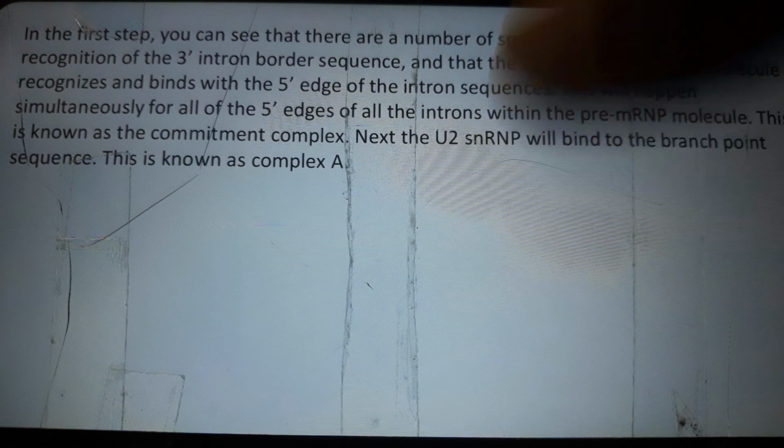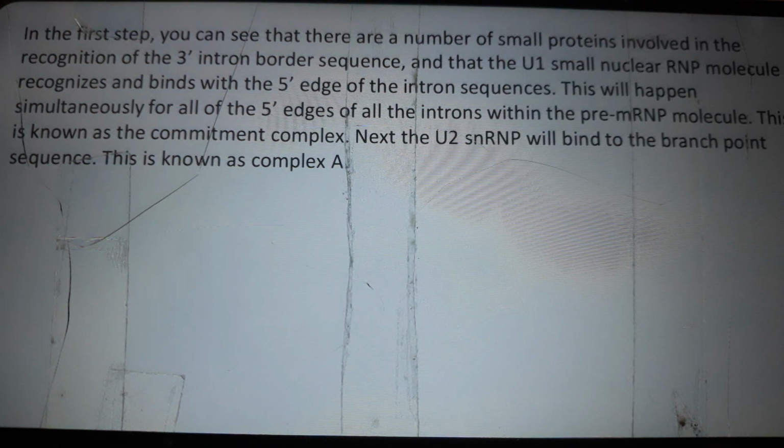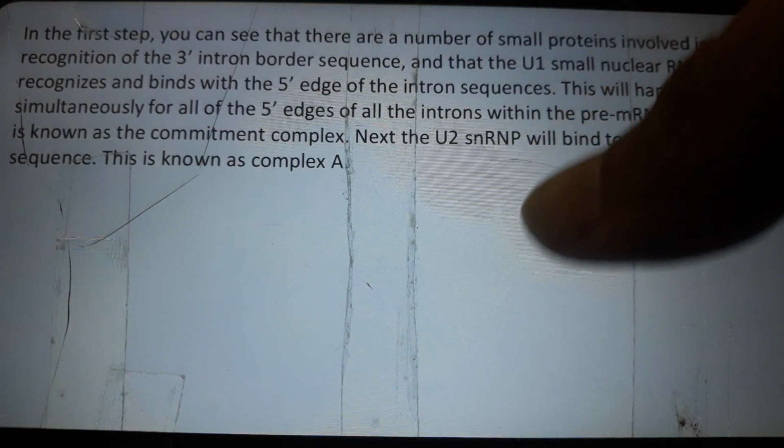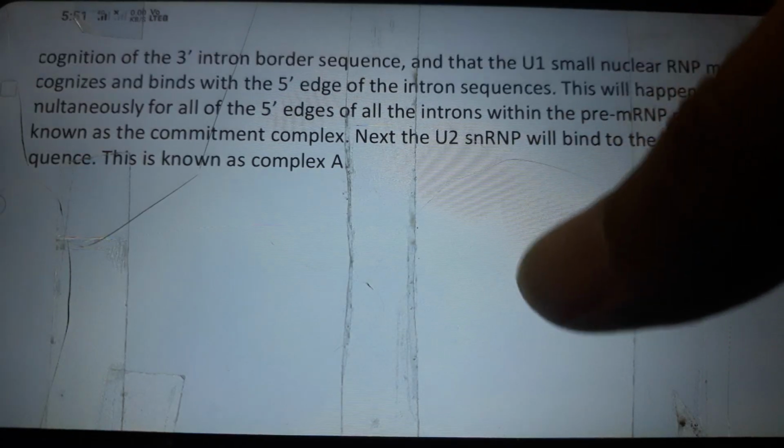In the first step, you can see that a number of small proteins are involved in the recognition of the 3' intron body sequence, and that the U1 small nuclear RNP molecule recognizes and binds the 5' edge of the intron sequences. This will happen simultaneously for all the 5' edges of all the introns within the pre-mRNP molecule. This is known as a commitment complex. Next, the U2 snRNP will bind to the branch point sequence.